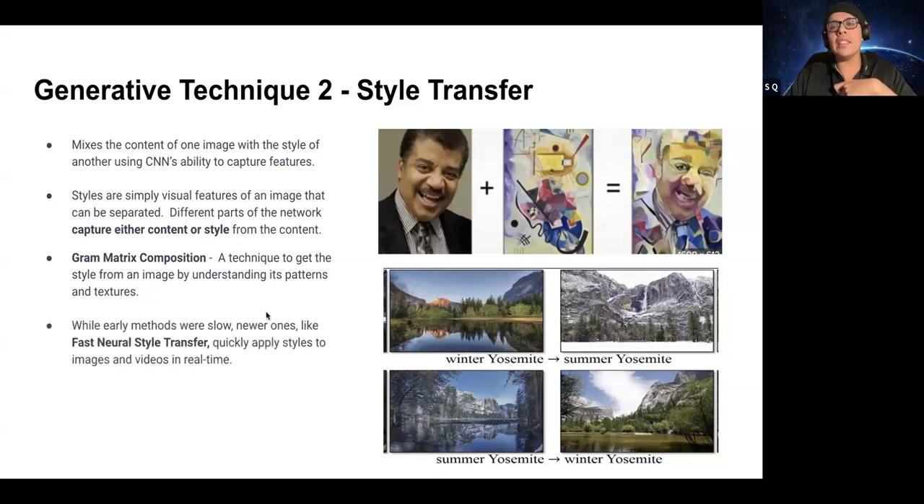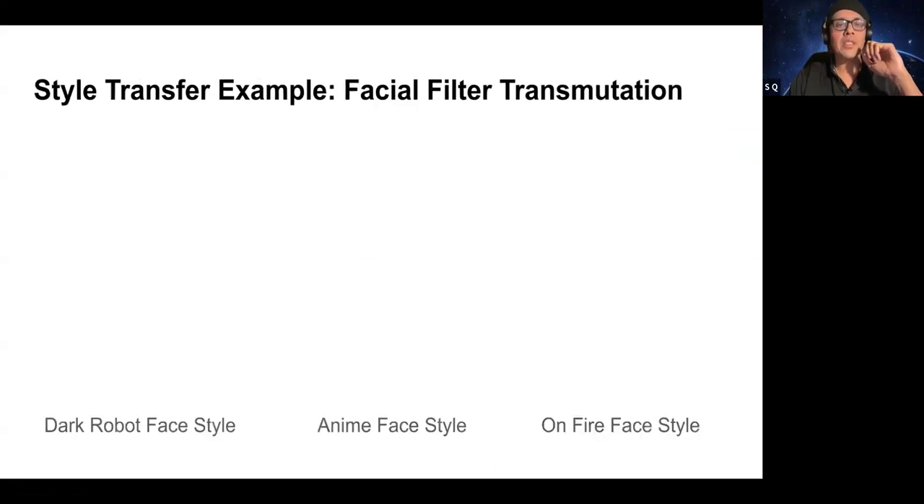But this technique has evolved over time into what's called fast neural style transfer. So it used to take a long time to transfer the style of something in the style of something else. Now you can do that super fast, and it's only getting faster and faster.